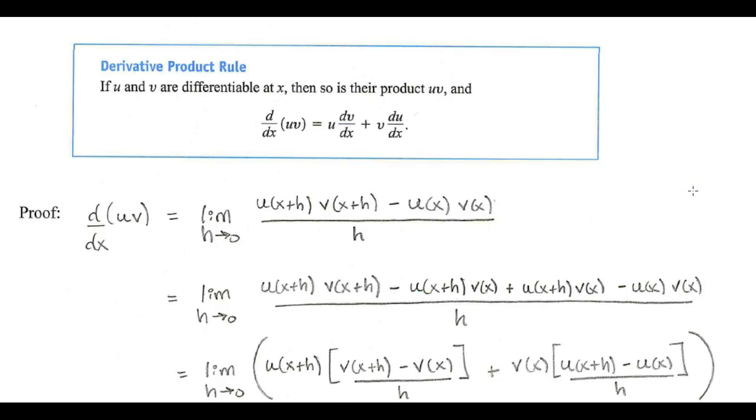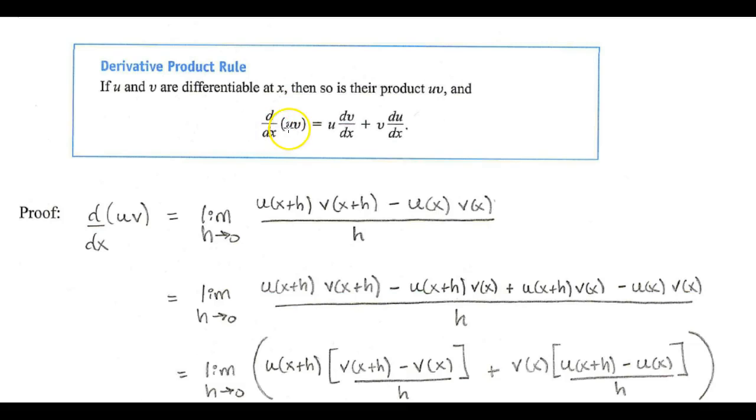Still in section 3.3 discussing differentiation rules, and we're now into a couple of the more complicated rules. The first one that we're going to talk about is called the product rule. Okay, so now what that means is if I have two functions that are multiplied together. So now I have the derivative with respect to x of u times v. Okay, this is not the derivative of u times the derivative of v.